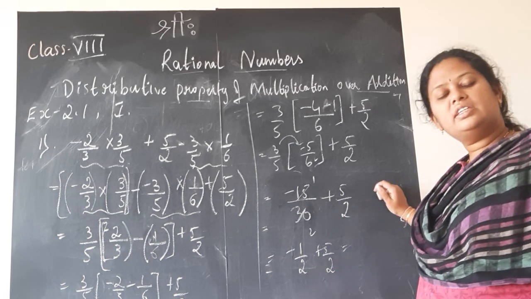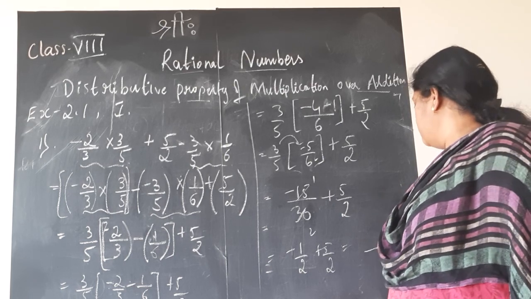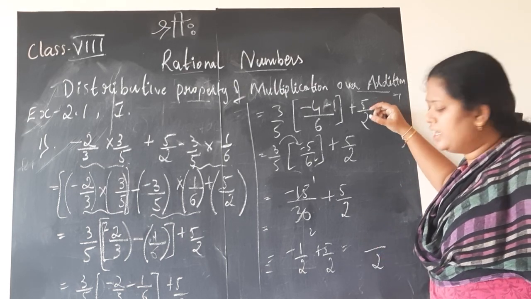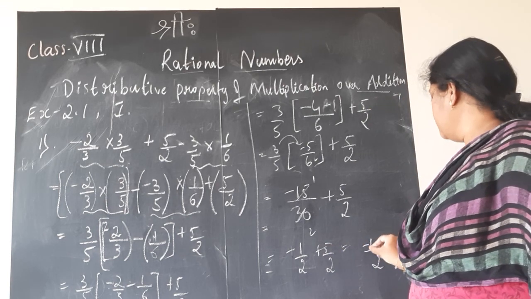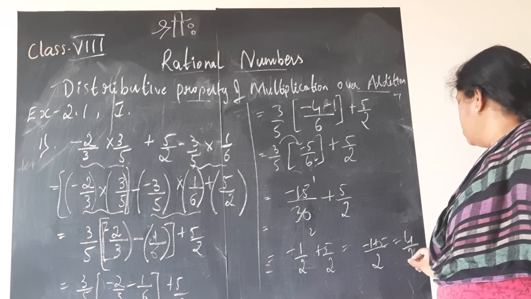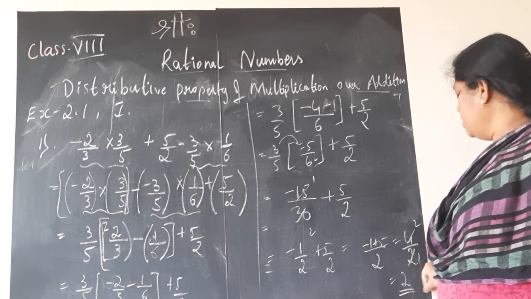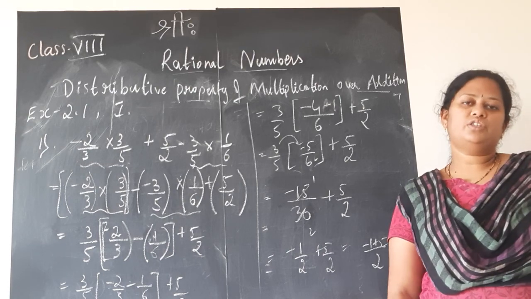If the denominators are the same, children, you can directly add the numerators and need not take the LCM. So the denominator 2 I will write as it is, and minus 1 plus 5, we directly add. Minus 1 plus 5 is plus 4 divided by 2. 2 ones are 2, 2 twos are 4, and the remainder is 2. This is how you will solve, children.